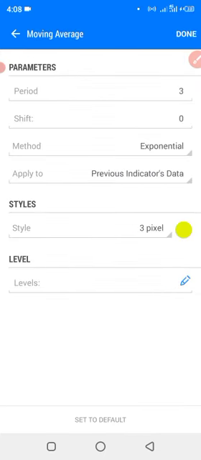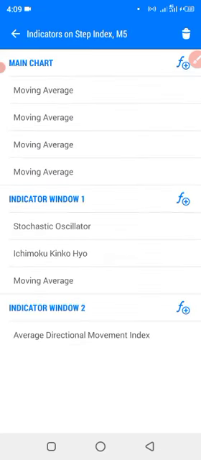Okay, now we have a moving average. The moving average is set in this format. This is the parameter for the moving averages. For the moving average on indicator window 1, the period is 3, the shift is 0, the method is exponential, then apply to previous indicator data. Then the style is 3 pixels, and the color is yellow. Choose yellow color. Okay, then you click done.